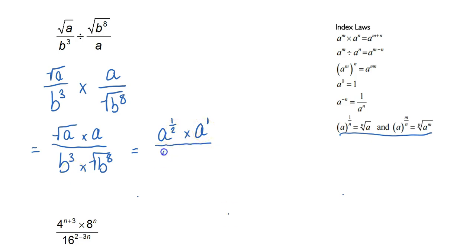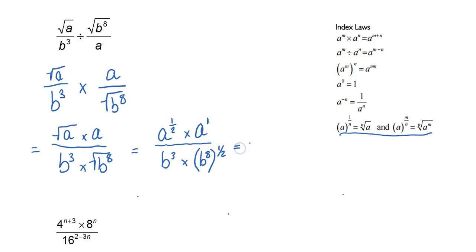And down here we've got b to the power of 3 times, in brackets, b to the power of 8, to the power of a half. So whatever's inside goes in brackets, raised to the power of a half. I didn't do that for the one up here, because it's a 1 here, and 1 times a half is just going to be a half.